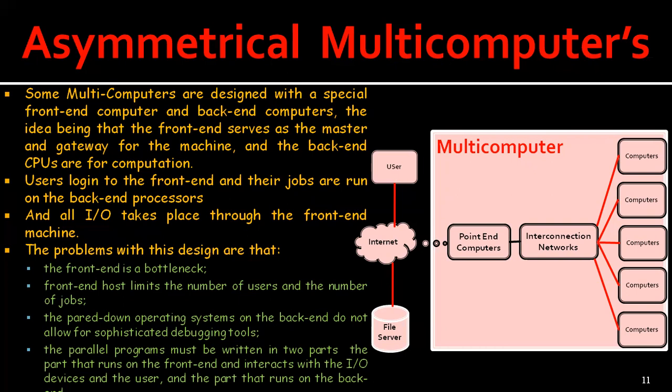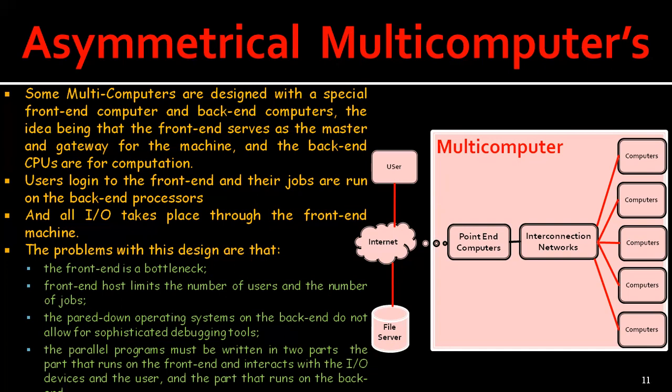Here, users log into the front end and their jobs are run on the back-end processors, and all the IO tasks take place through the front-end machine. The software that runs on the front end and back end is also different. The front end has more powerful and versatile operating systems and compilers, whereas the back-end processors have scaled-down operating systems that require less memory and resources, as we can see in this picture on the slide.